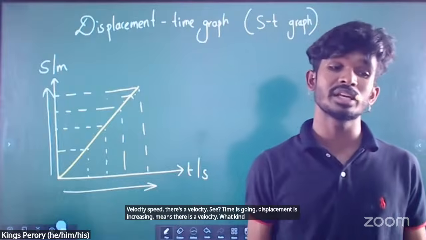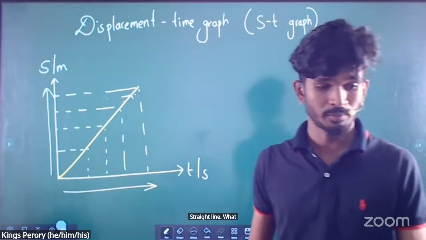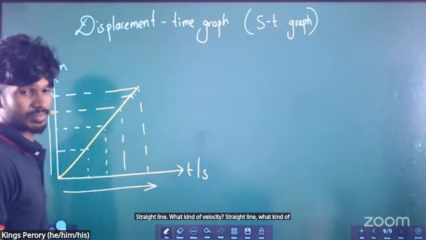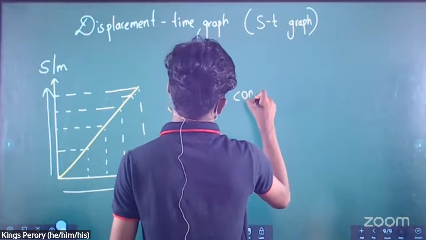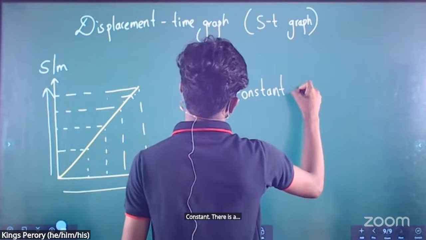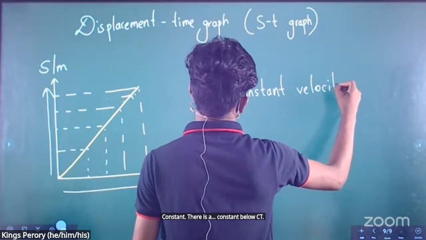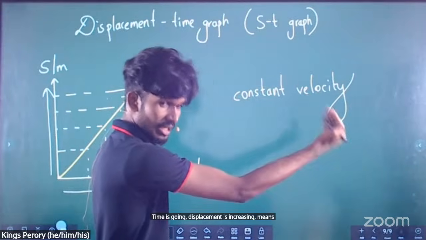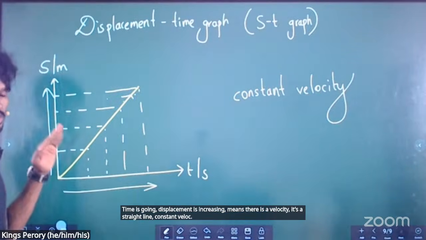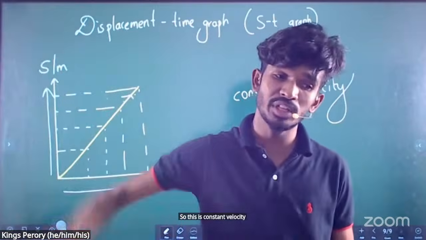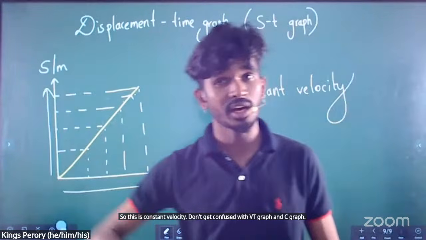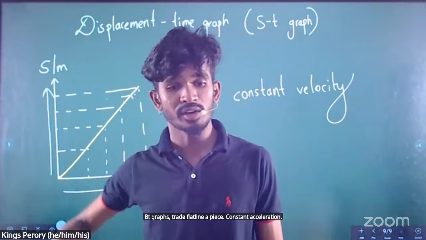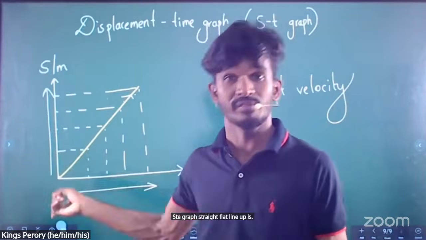What kind of velocity is there? A straight line. Constant. There is a constant velocity. Time is going, displacement is increasing, it's a straight line, so this is constant velocity. Don't get confused between the VT graph and the ST graph. In the VT graph, a straight flat line up is constant acceleration. In the ST graph, a straight flat line up is constant velocity.